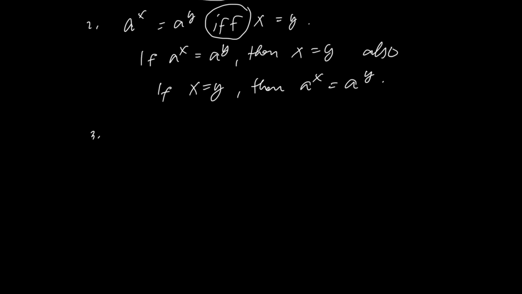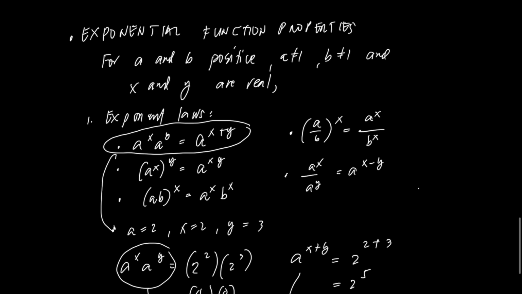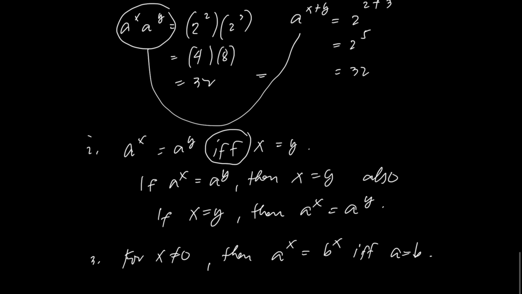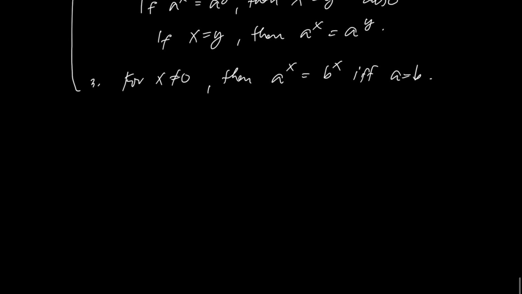Third, we have, for x not equal to 0, then a to the x equals b to the x if and only if a equals b. Now take note of these properties, the exponent laws, and these two additional properties, because these are very important in solving exponential equations. Example.